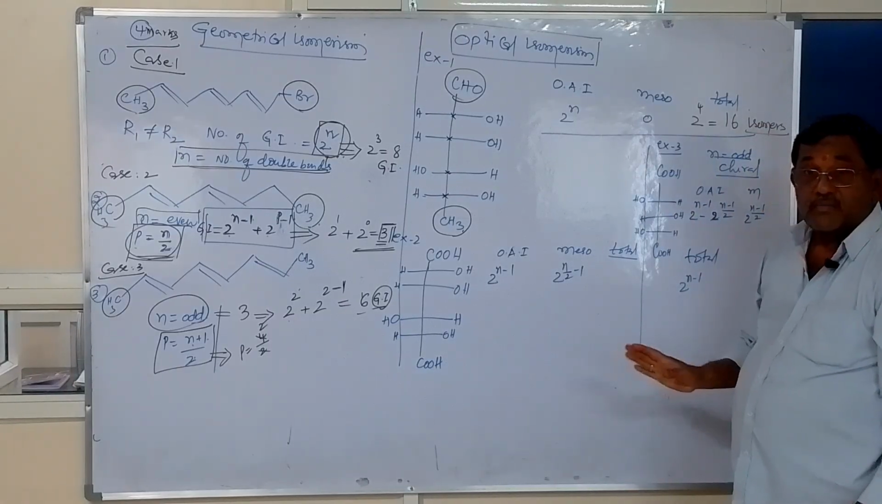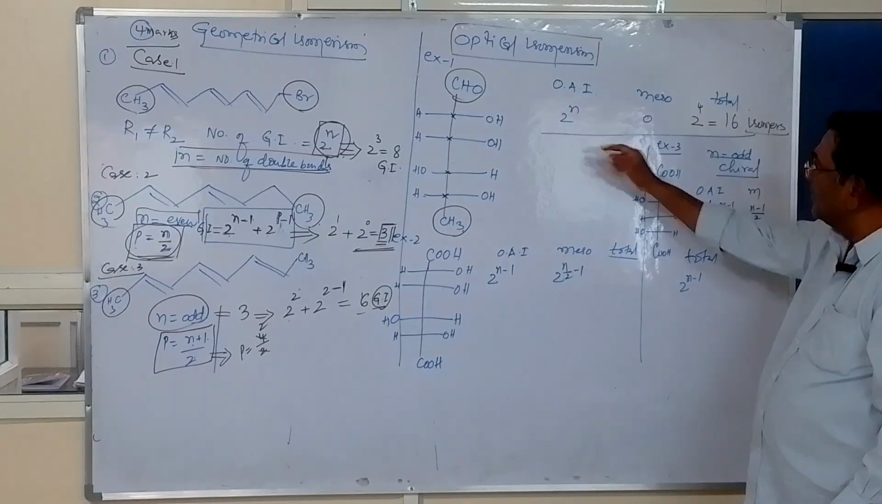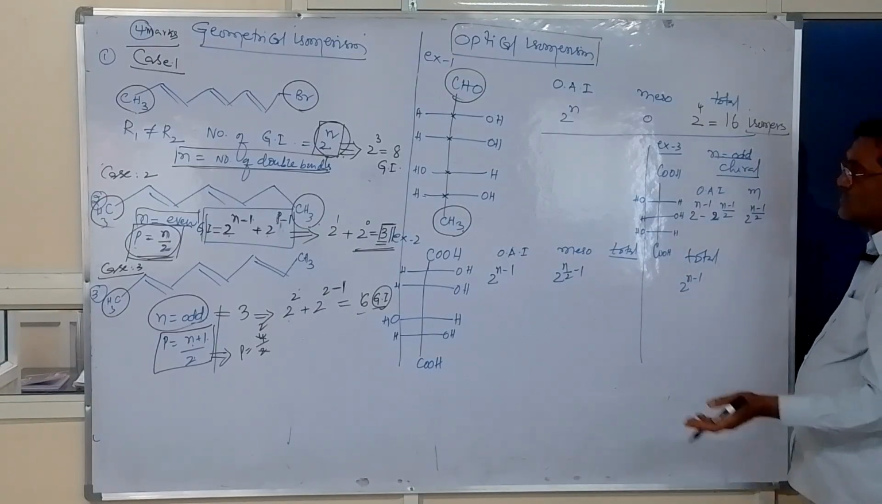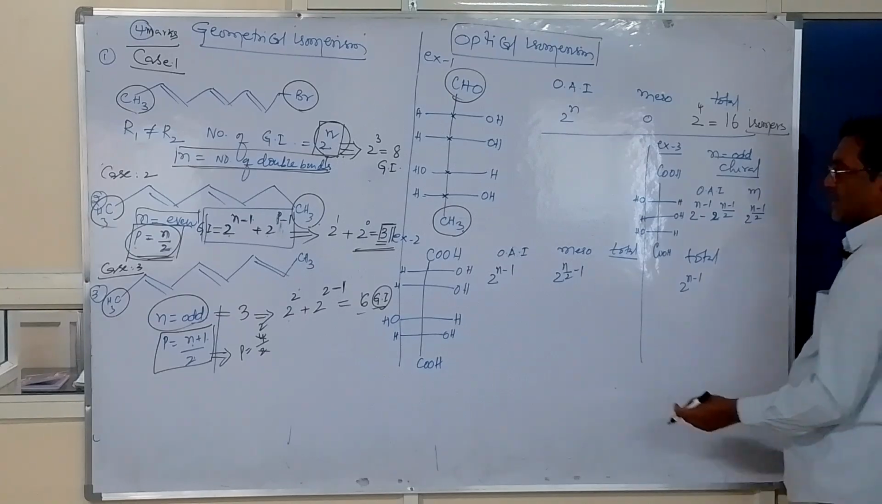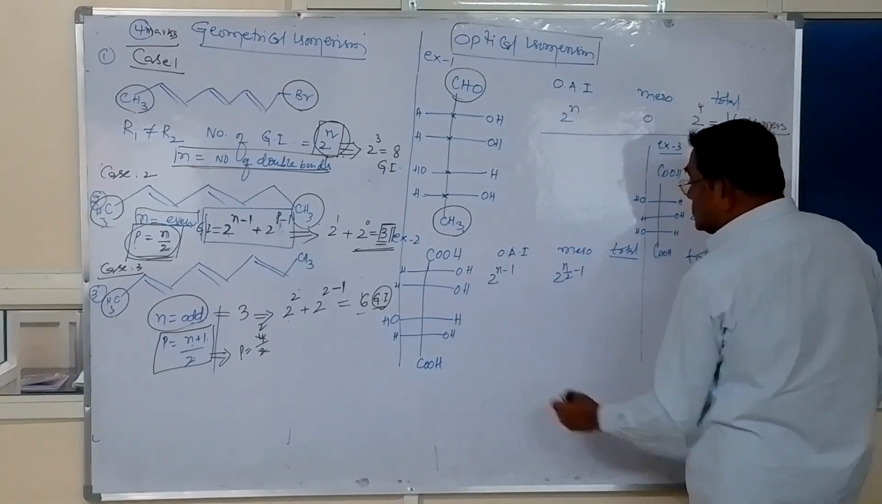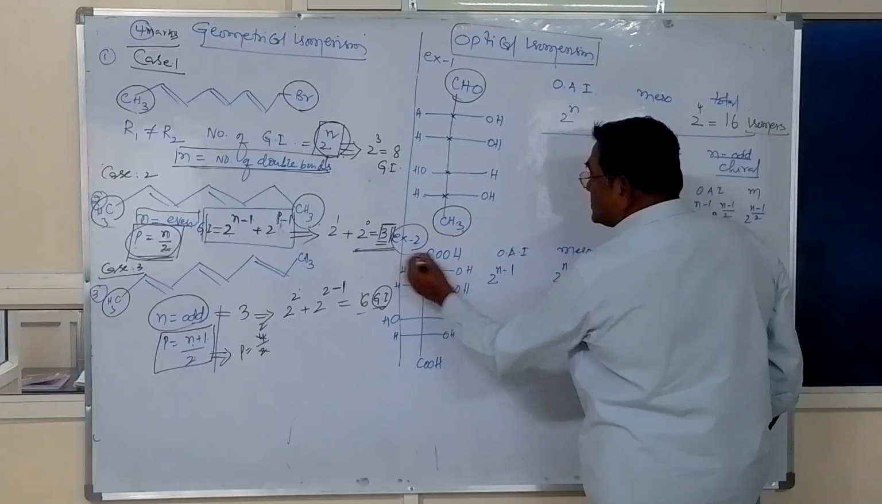Meso isomers are going to be 0. And after that, what is meso? In this session only I will finish that. And after that, we are taking case 2. What is case 2?